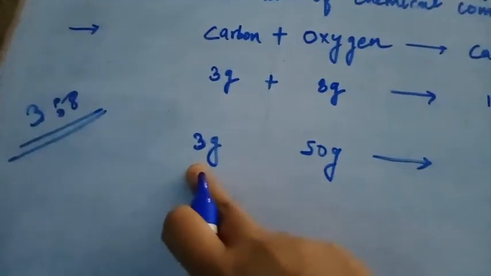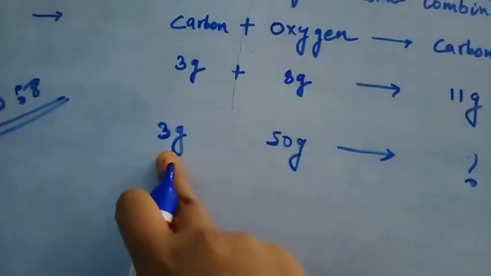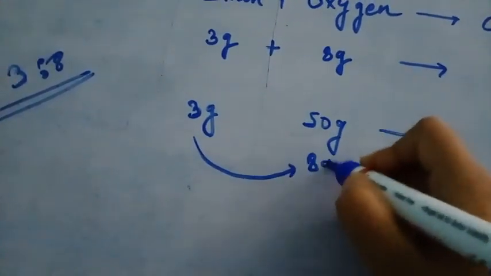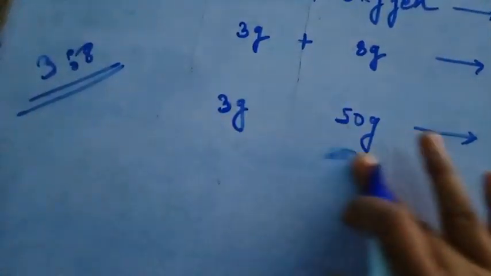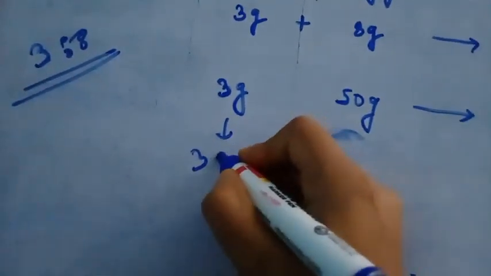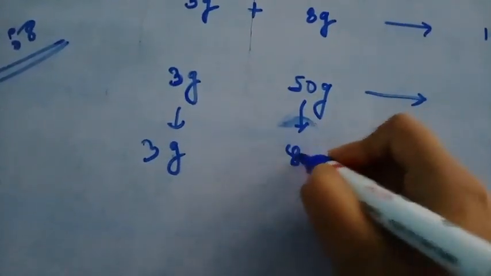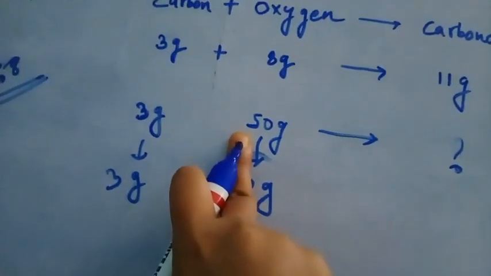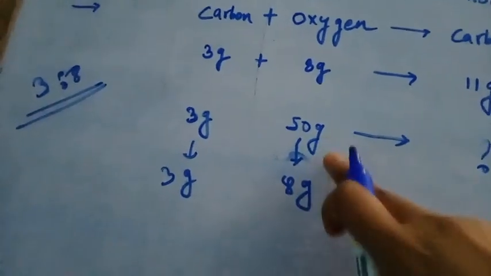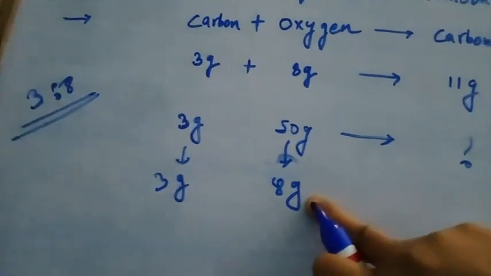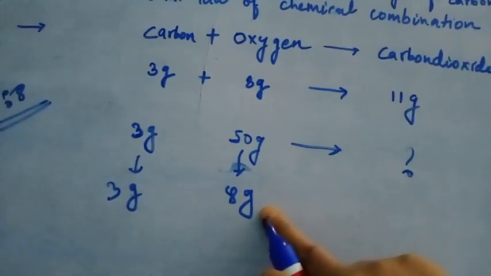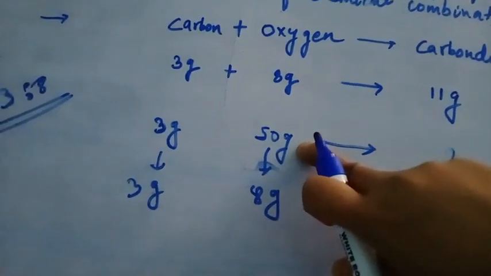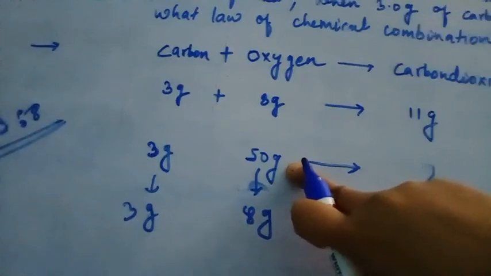Okay, so 3:8 by mass means you have 3 grams of carbon. How many grams of oxygen will it react with? It will react with 8 grams of oxygen. So 3 grams will react with 8 grams of oxygen out of 50 grams of oxygen. Understood? From the oxygen, only 8 grams will get used for forming carbon dioxide. The rest, 42 grams of oxygen, will be unused in the reaction.